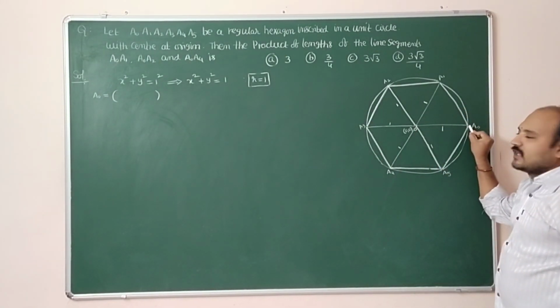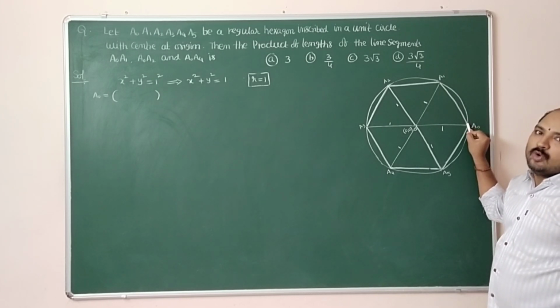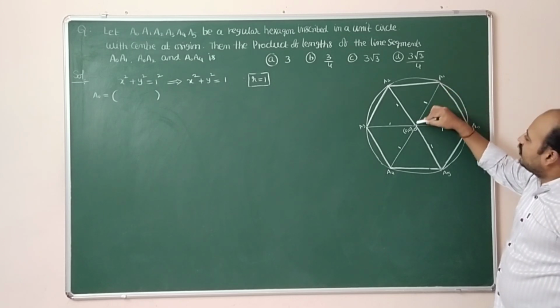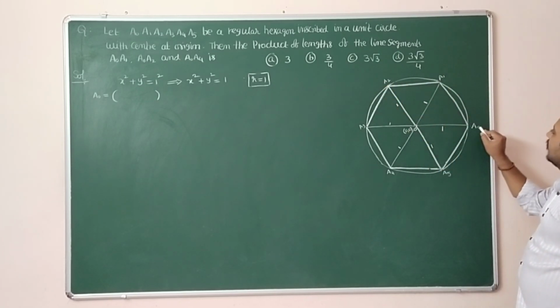Here this line makes an angle with this line only. It will be theta equal to 0 degrees. When you come to here, theta is 60. When you come to here, 60 plus 60, 120.